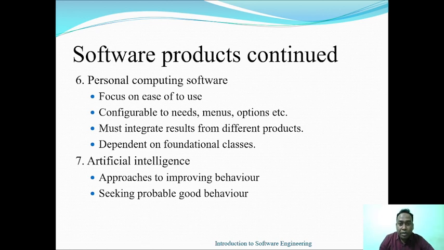The software products continue with personal computing software and artificial intelligence. The most important in our scenario is artificial intelligence: how to use machine learning and artificial intelligence software products.